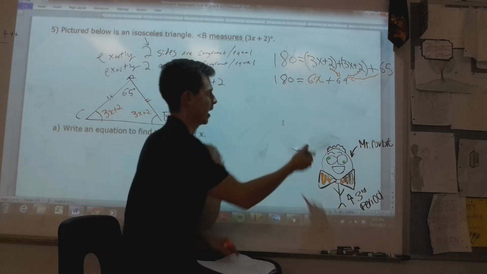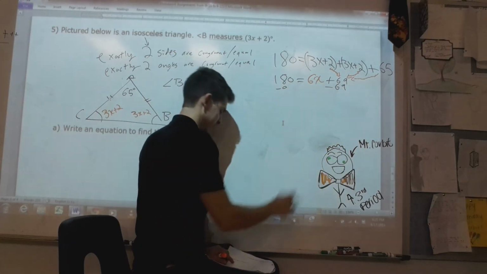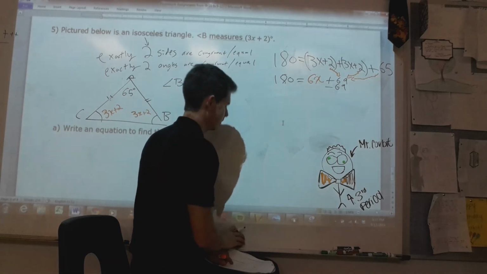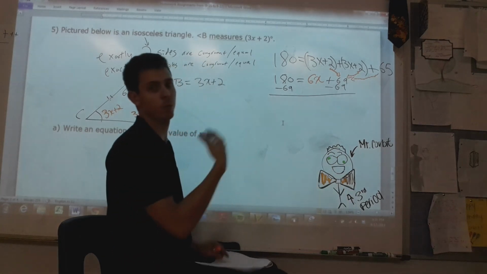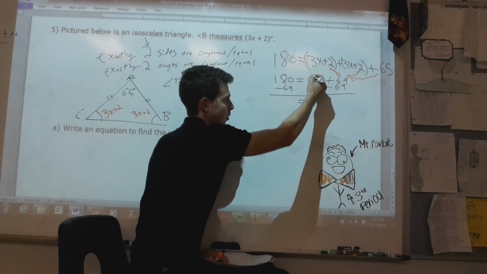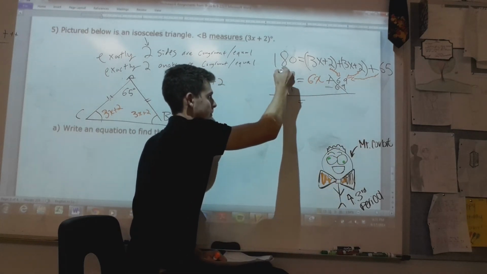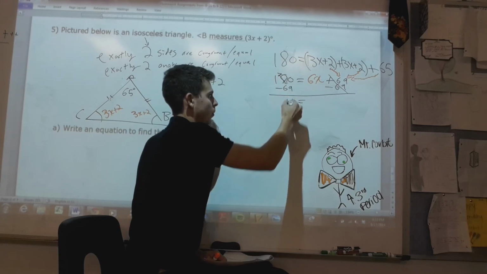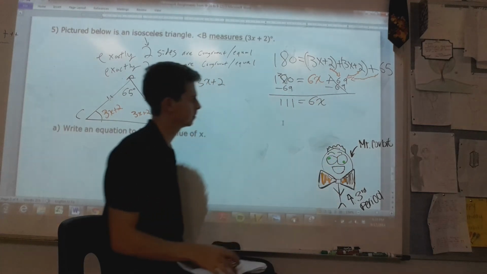So we'll take care of the subtraction or the addition first. Subtract 69 from both sides. What I do to one side, I must do to the other. Now these cancel out. 180 minus 69. It's 1, 1, and 1. 111 is equal to 6x.